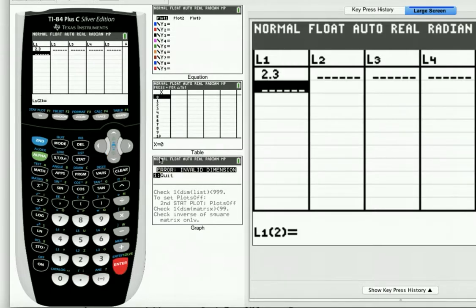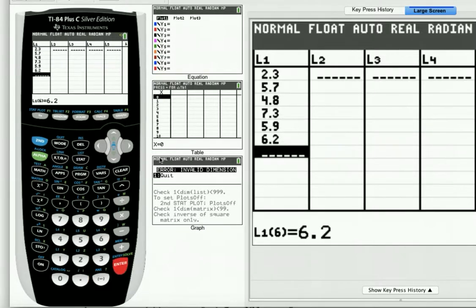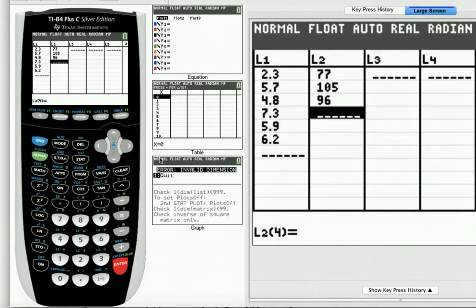So 2.3, 5.7, 4.8, 7.3, 5.9, and 6.2. And then your L2 is going to be your y values. So 77, 105, 96, 118, 102, and 95.